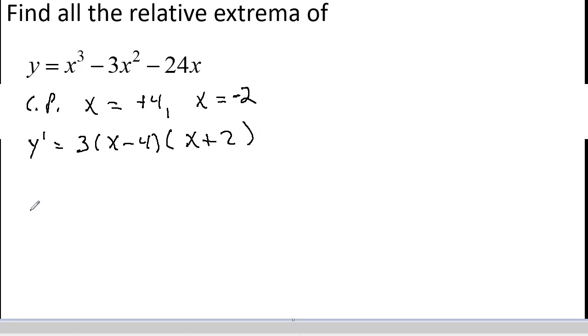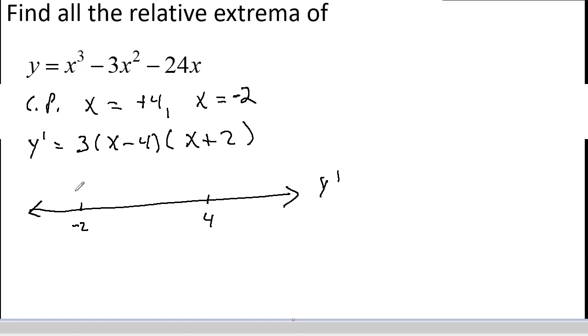And as we've done before, we can use this to make a sign chart. The only numbers that go on my sign chart are the critical points, the -2 and the +4. And you can see that when you are using numbers to the left of -2, this will be a negative number, and this will be a negative number. And when you multiply all these three together, you will get a positive. So to the left of -2, you get positive values.